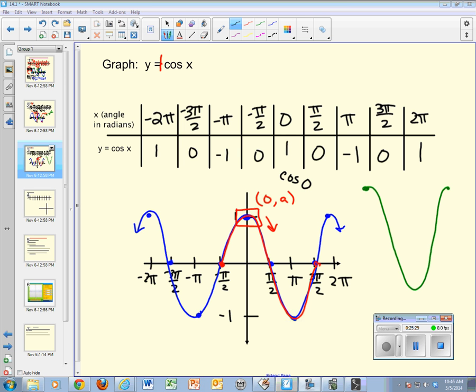So the green and the red here, we call that one cycle. It also has a period, that's the horizontal length. And so this would also have a period of 2 pi for cosine.